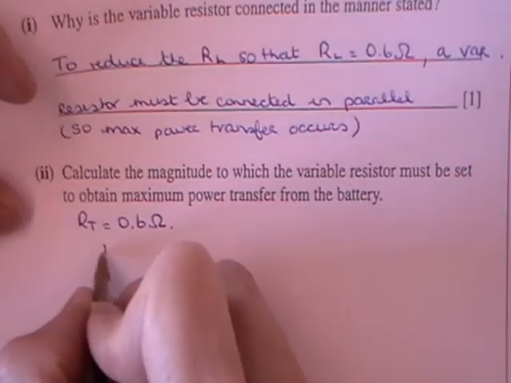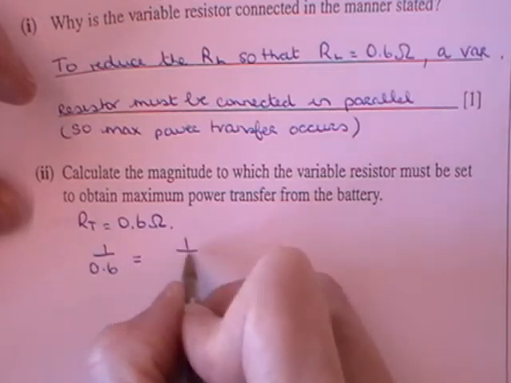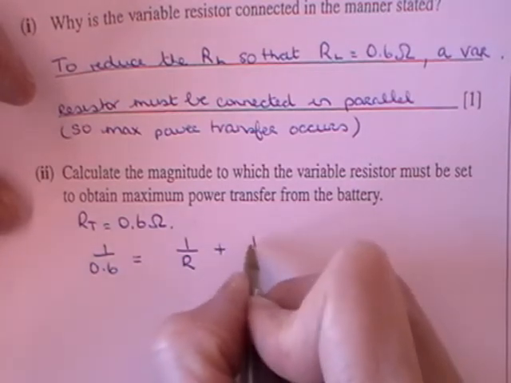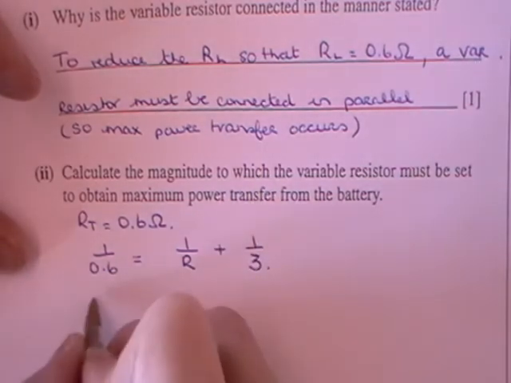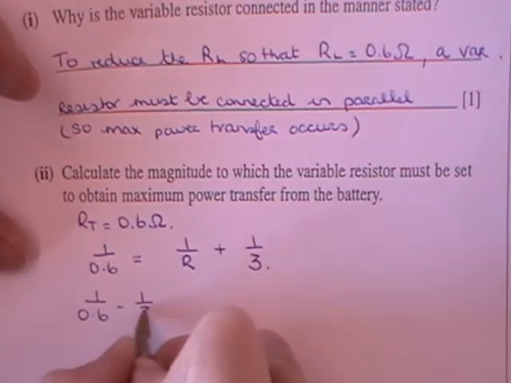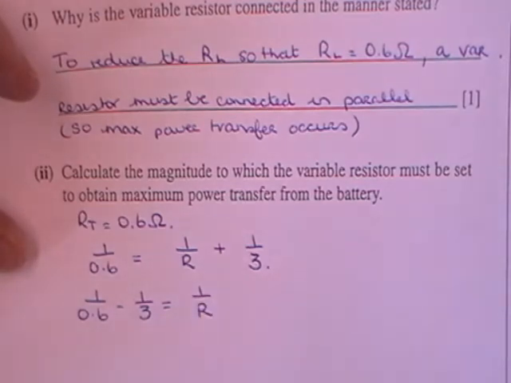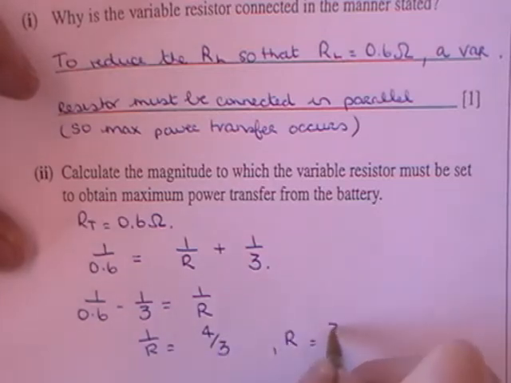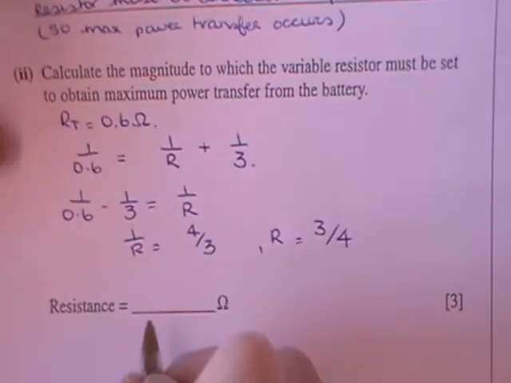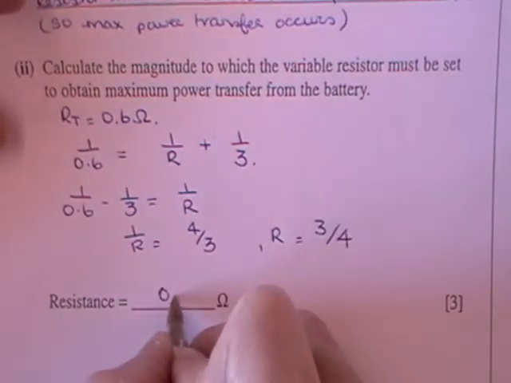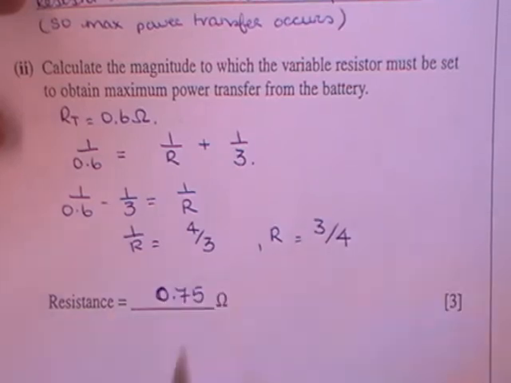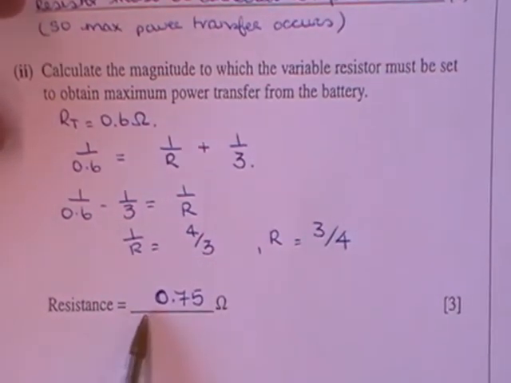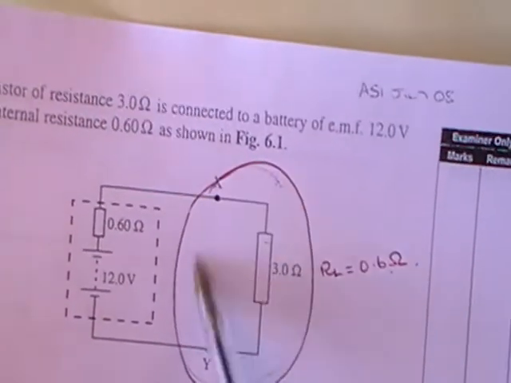And so we've got 1 over 0.6 is equal to 1 over R, which we're looking for, plus 1 over 3. So 1 over 0.6 minus 1 over 3 equals 1 over R, and you can do this on your calculator. 1 over R comes out to be 4/3, or R comes out to be 3 over 4. And of course, as a decimal, that is 0.75 ohms. And so by connecting a resistor of 0.75 ohms, or variable resistor, set to that value, you will get an overall resistance here of 0.6.